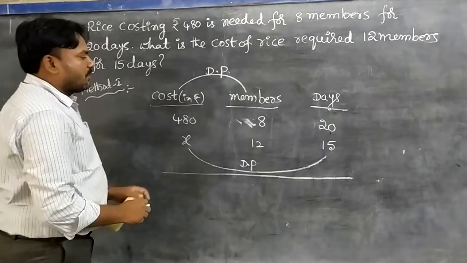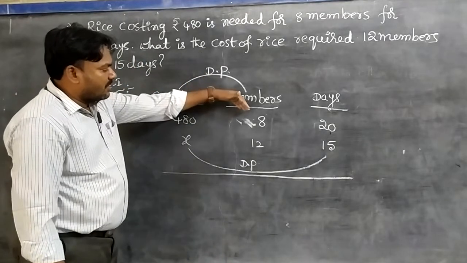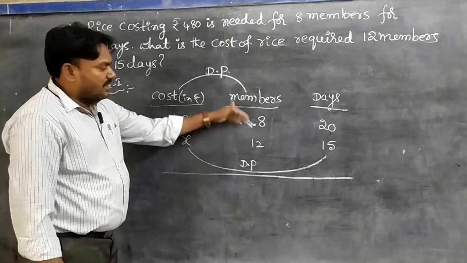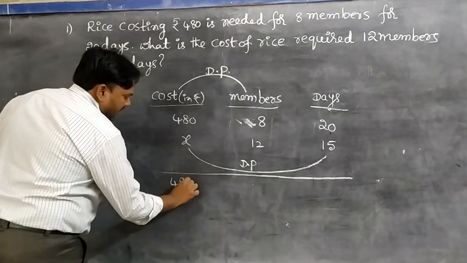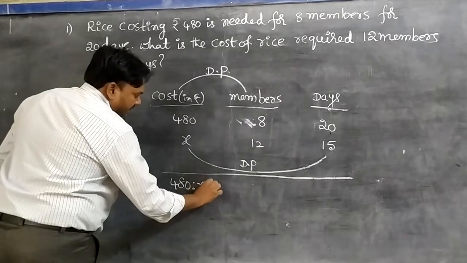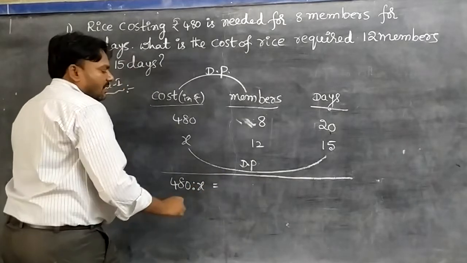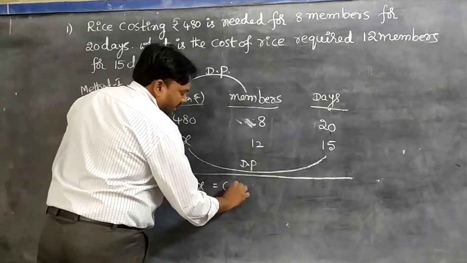If both are direct proportion, take the ratio from top to bottom. That means here 480 is to x, as usual, equal to the compound ratio of the other two.